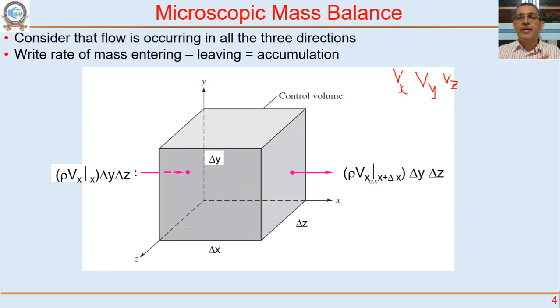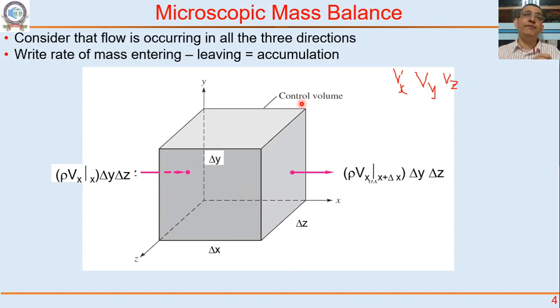Now here is the thing, what we are going to do is look at the rate at which mass enters or the rate at which mass leaves this control volume. And of course the difference, as we have seen, mass entering minus leaving, is the accumulation of mass in this control volume.